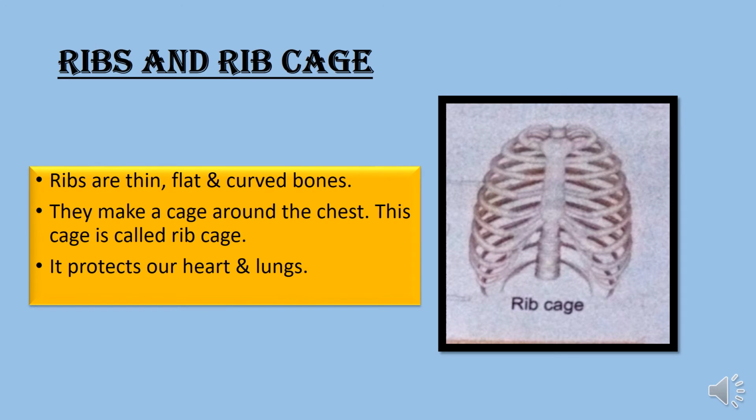Now, you can see in the picture that it is clearly in the shape of a cage. That means something is very closely packed around our chest. Yes, ribs are thin, flat and curved bones. They make a cage around our chest. This cage of bones is called the rib cage. But what is the use of it? It protects our heart and lungs.